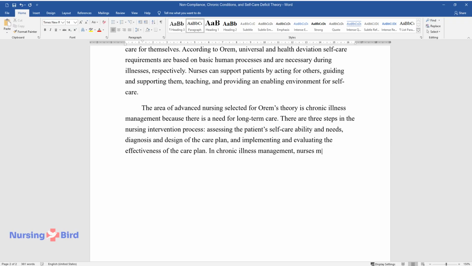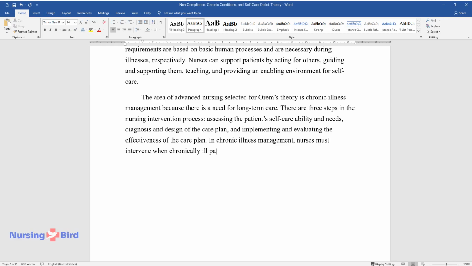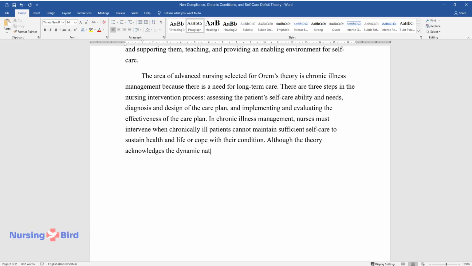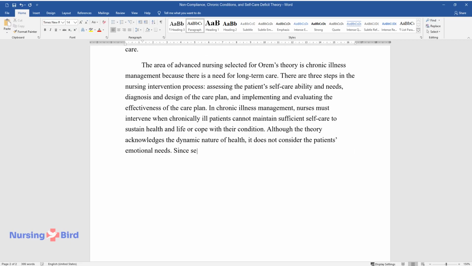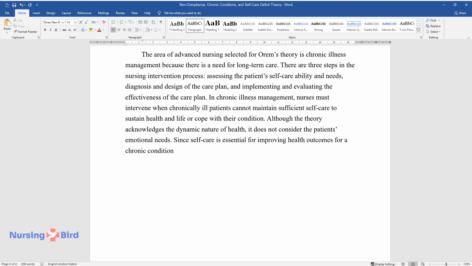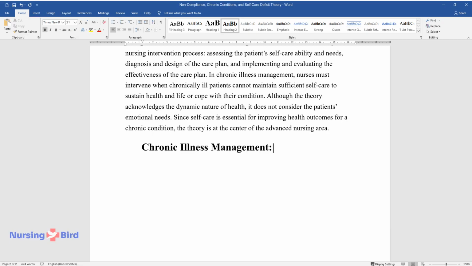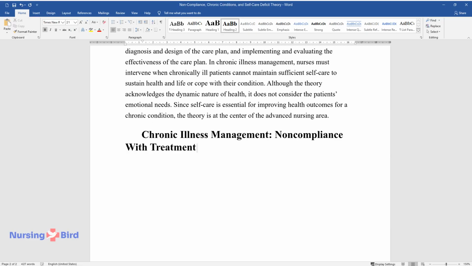In chronic illness management, nurses must intervene when chronically ill patients cannot maintain sufficient self-care to sustain health and life or cope with their condition. Although the theory acknowledges the dynamic nature of health, it does not consider the patient's emotional needs. Since self-care is essential for improving health outcomes for a chronic condition, the theory is at the center of the advanced nursing area. Chronic illness management, noncompliance with treatment regimens.